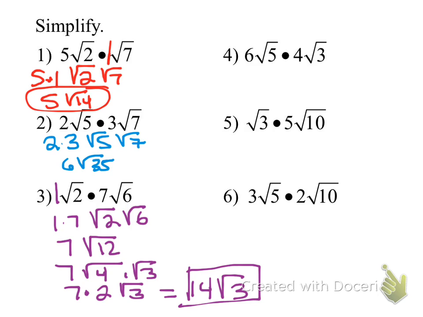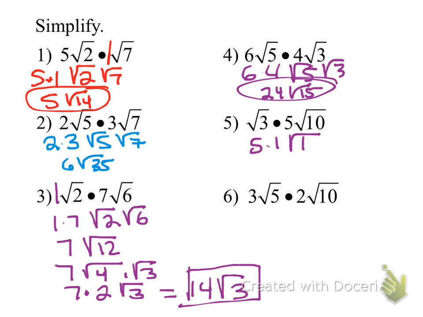All right, so number 4, what do we get? Benedict? You multiply 6 and 4, and radical 5 and radical 3. Okay, and it turns out? 24 radical 15. Okay, there we go. Next one. Grant. You multiply 5 by 1 and 10 times 3, and you get 10 radical 30, or 5 radical 30. So 5 radical 30. Last one.